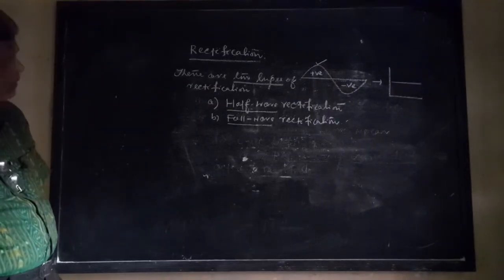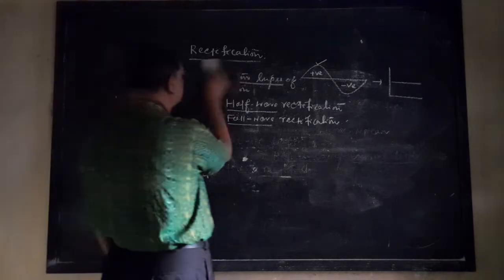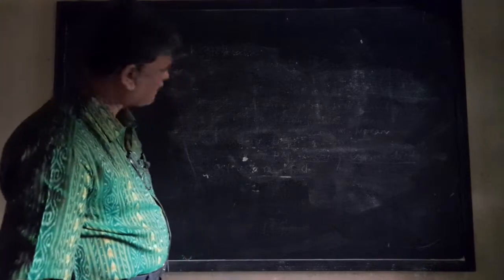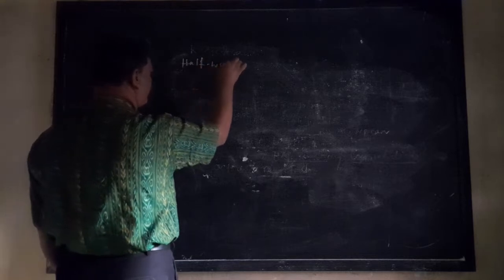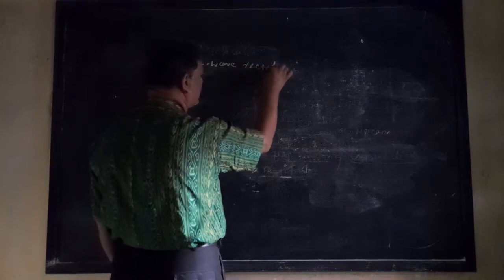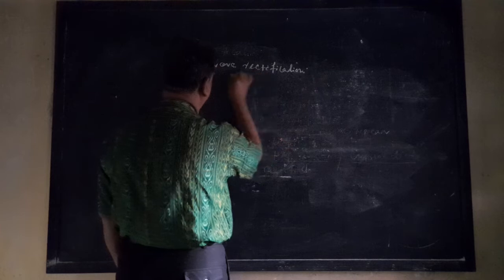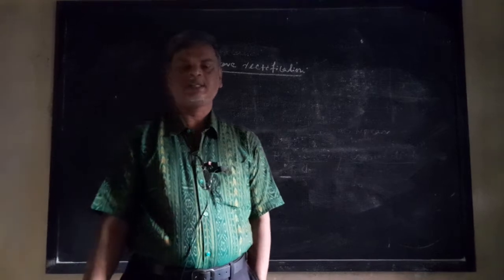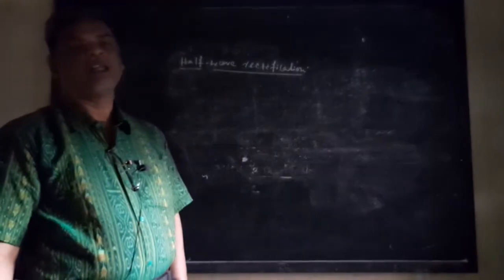First, you see that half wave rectification. How we convert only one half cycle of a cycle to DC. It is a half wave rectification. Clear? So it is a process of conversion in which only one half cycle is converted to DC. Only one half cycle, not both half cycles.